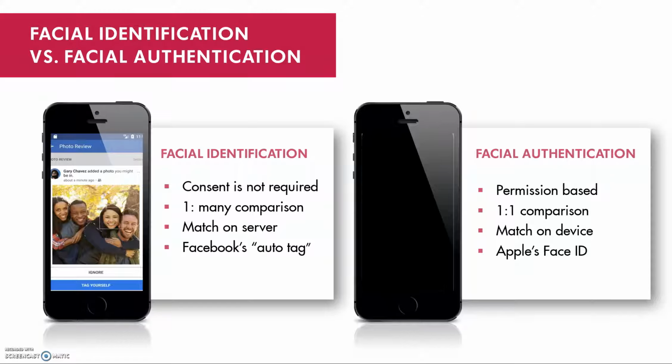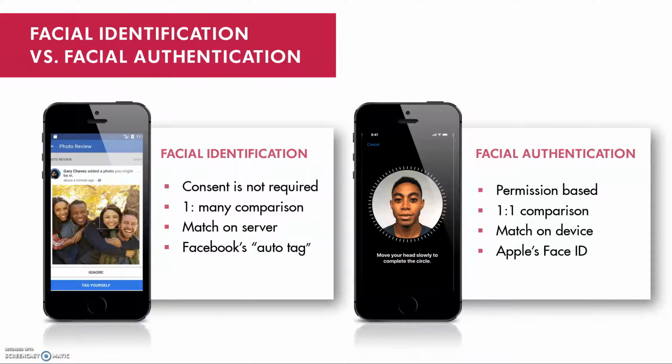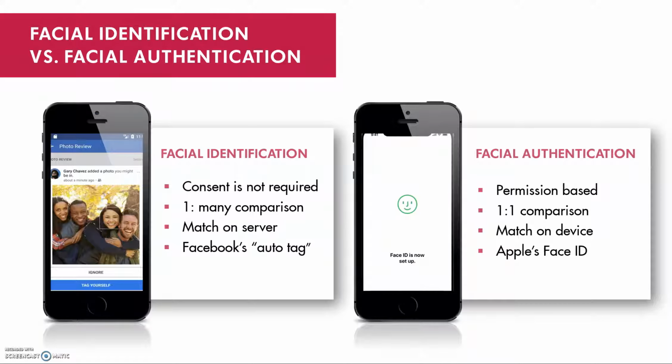So the question is, who is this person? Consent is not required, and it's a one-to-many comparison on a database. An example of that would be Facebook's auto tag. A good way to differentiate it is facial authentication verifies a person's identity, while facial identification often exposes it.